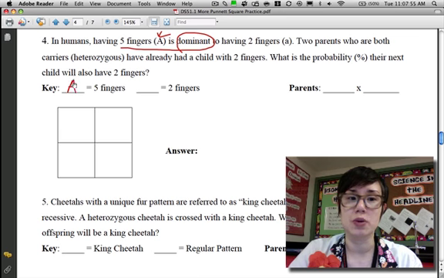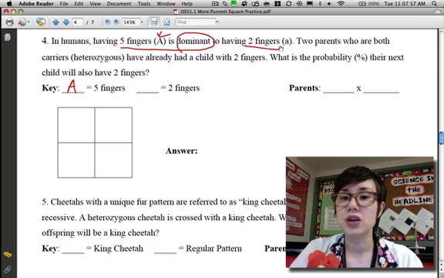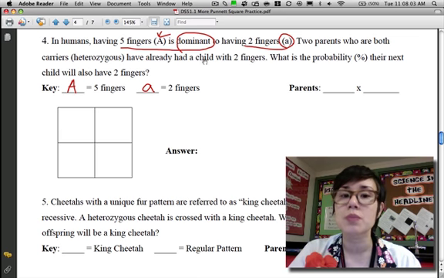So we know that's a capital A. Having 2 fingers, we know it's recessive because I've told you you're going to use a lowercase a. So our key is already done for us. So number 4 is a pretty simple problem in terms of using our 4 steps. The 2 parents who are both carriers, heterozygous, have already had children with 2 fingers.